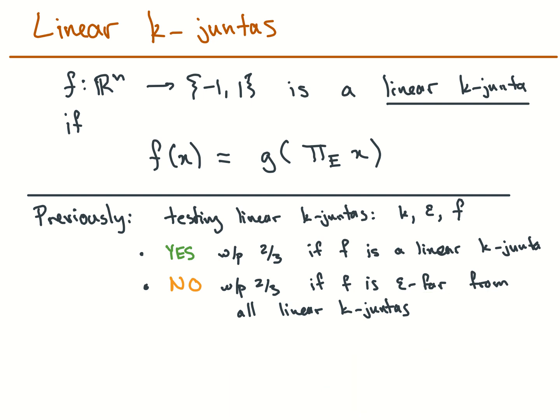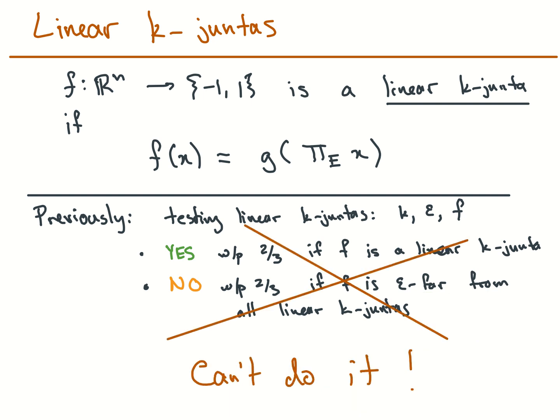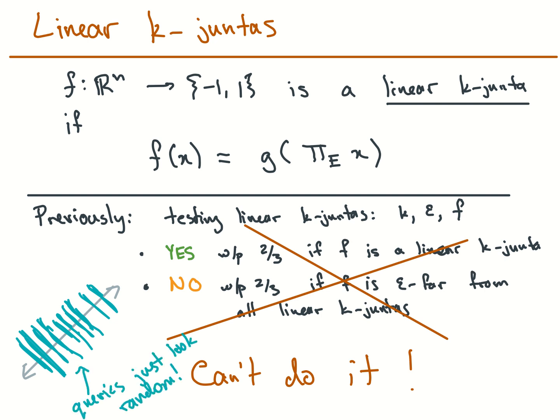Now, unfortunately, this turns out to be impossible. There is no such algorithm. The issue is that, unlike functions on a discrete space, even linear 1-juntas can be pretty nasty. You can cook up a linear 1-junta so that queries to it look basically like random output.